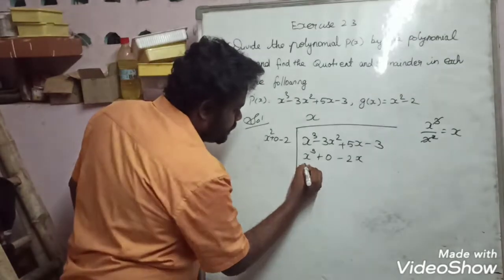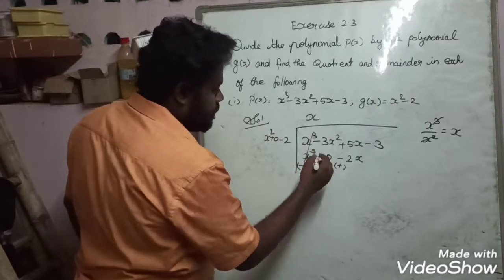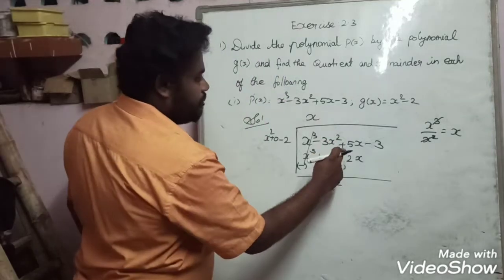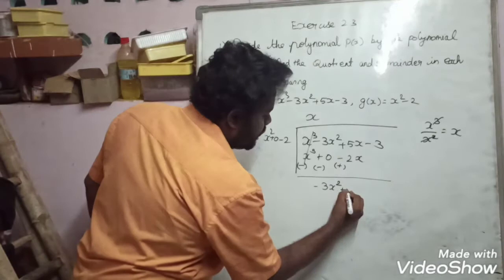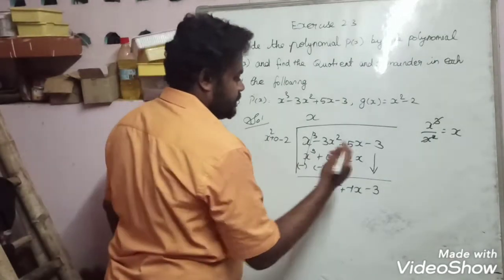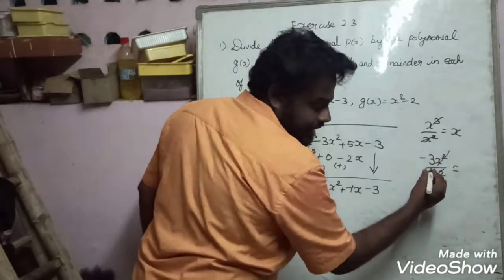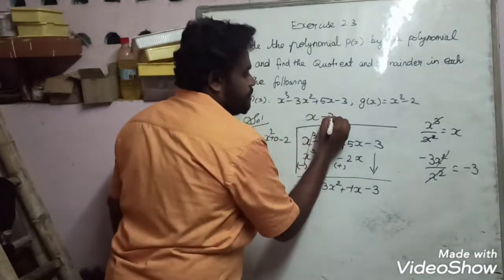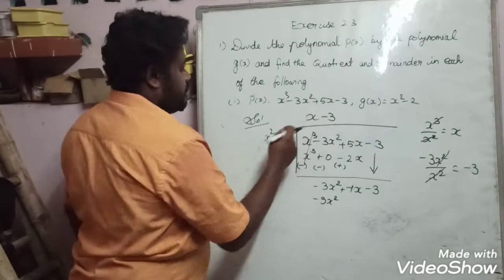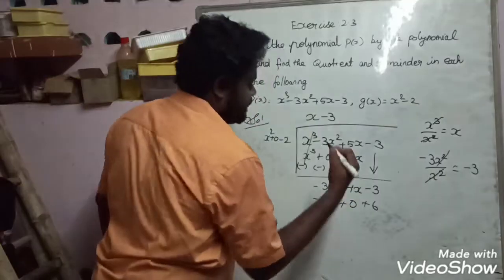Now as usual method we have to change the symbol. Minus, minus, plus. So different symbol, it will cancel. Minus 3x square, plus 5x and then plus 2x, we get plus 7x and take another term minus 3. Again we compare the first term. Minus 3x square divided by x square, x square will get cancelled, minus 3. So we multiply with minus 3, minus into plus, minus 3x square and then 3 into 0, 0, minus into minus, plus 6.